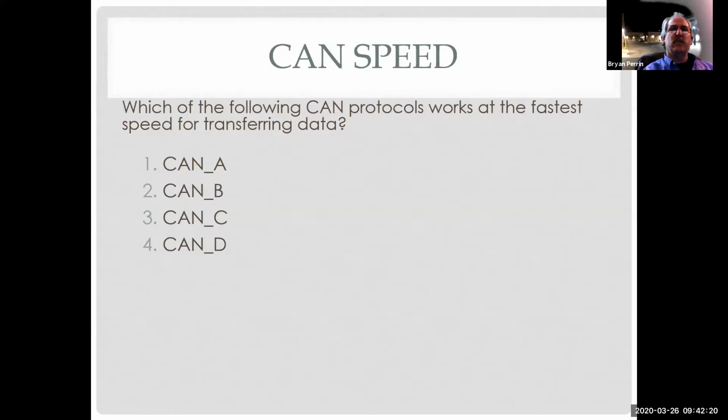The information on a network is carried in which of the following ways? Analog, digital, packet, or both digital and packet? And the correct answer is both digital and packet. It can't be analog because it's generated from a computer. So that's completely wrong. So 2 people picked that one.